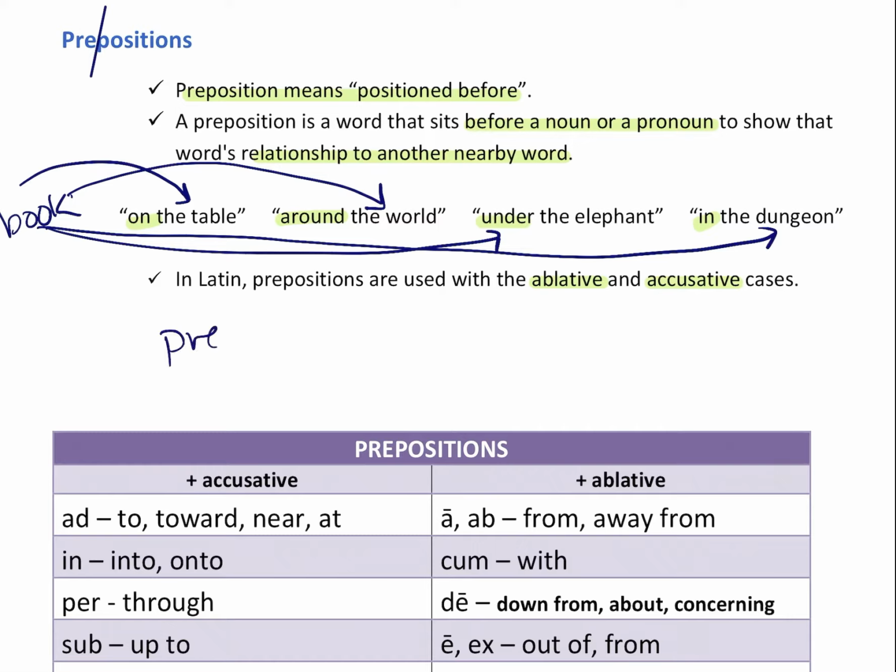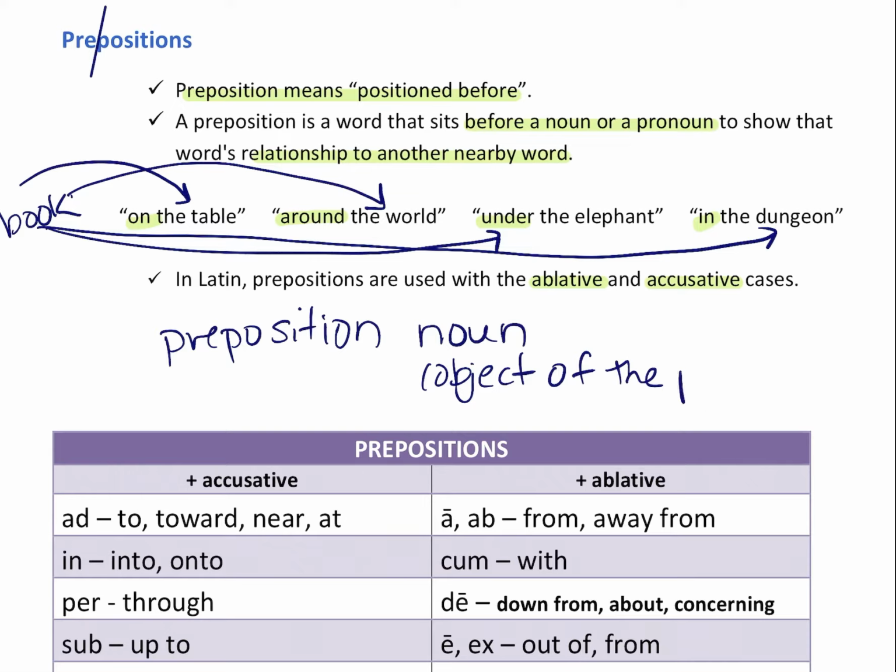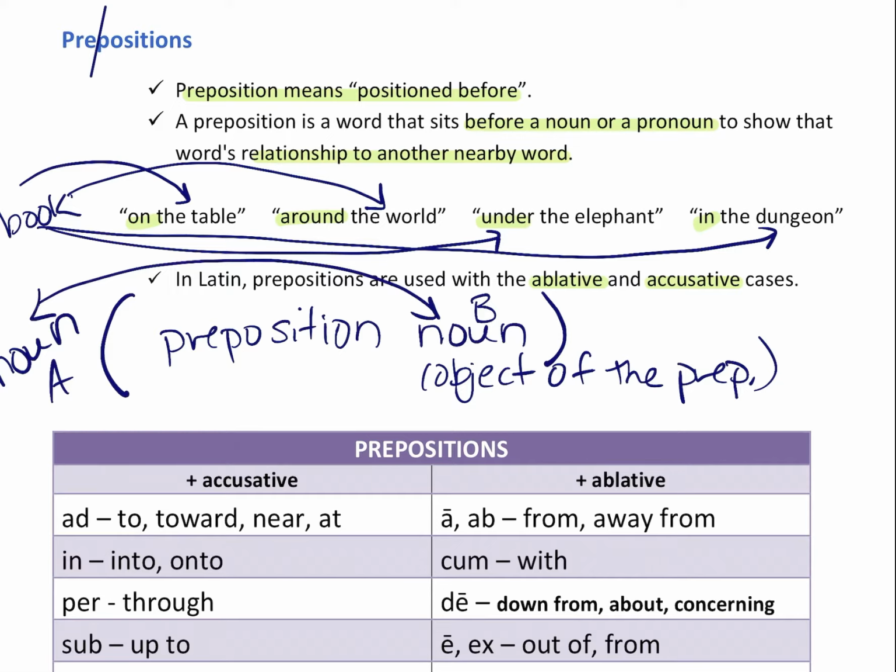So we've got the preposition. Sometimes there's a little word in between them, sometimes not. And then we have another noun. In English, we'd call that the object of the preposition. So if you know what an OP is, that is what this second word is. And this whole thing together, we'll put parentheses around. It's called a prepositional phrase. There is another noun outside, and the preposition shows the relationship between noun A and noun B.